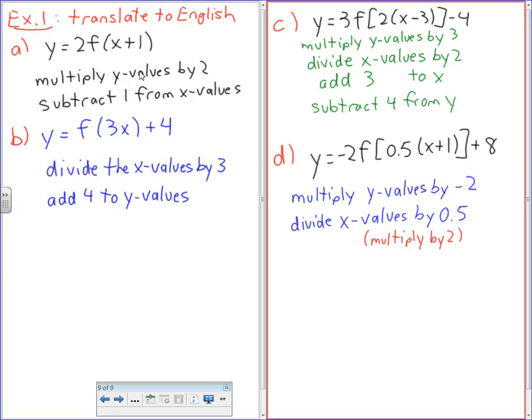All right, Matt, what does the +1 inside the brackets mean? Subtract your x values by 1. Right on.